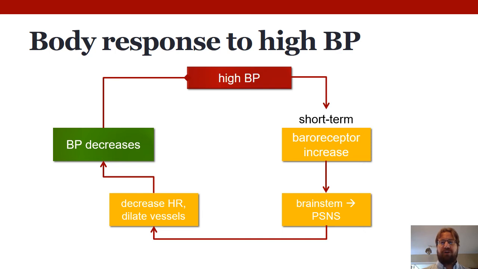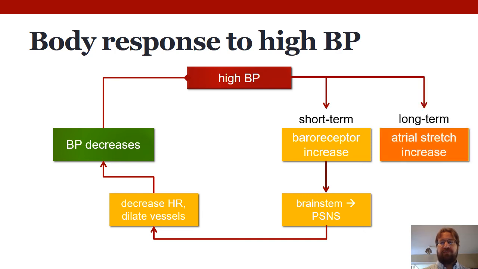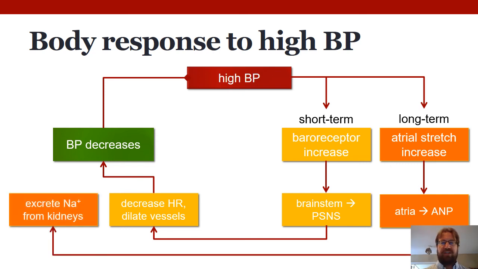And if we just had a short-term high blood pressure issue, that may be enough to fix it. But what if your blood pressure is high for a longer term period? Eventually, your atrial stretch receptors will increase. This leads to a secretion of atrial natriuretic peptide, another hormone. This hormone also goes to the kidneys, but it has the opposite effect of aldosterone. It tells the kidneys to excrete sodium, and with less sodium, we'll retain less water. With less water, we'll have less blood volume, and less blood volume will be at a lower pressure. So this has the same effect as a diuretic drug. It's going to lead to a lower blood volume and therefore lower blood pressure in the long term.